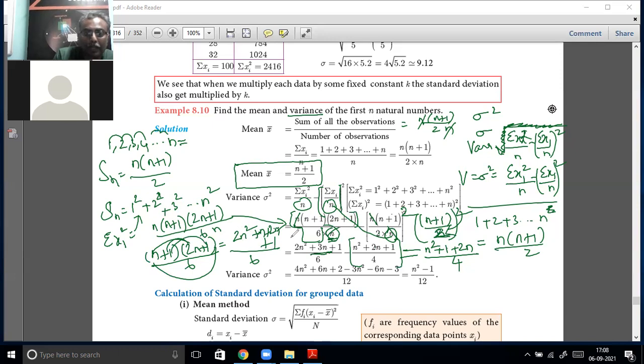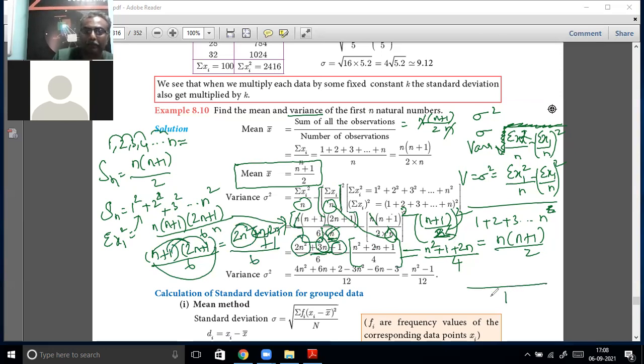So 2n squared. This is 2n squared. n plus 2n is 3n plus 1, and the denominator is 6. Okay, that is all that is given now. You understood all this? Yes, sir. Okay. Now 6 and 4, LCM you have to take.